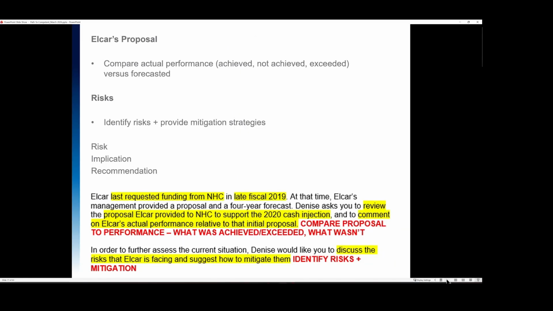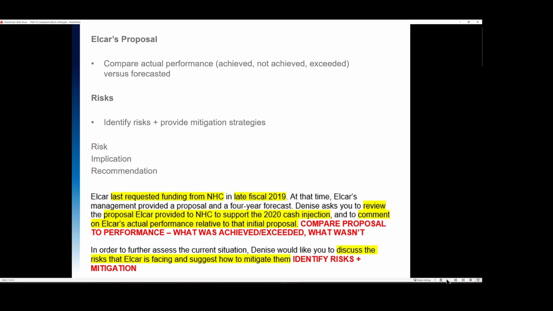So the next few paragraphs, another 2 assessment opportunities. The first one is we need to examine Elgar's proposal. And what they're asking us to do is to compare the actual performance versus what was forecasted. So again, I'm putting a note to myself and saying, okay, when I'm comparing that performance, I want to make sure that I comment on whether that performance was achieved, if it wasn't achieved, or if it was exceeded.